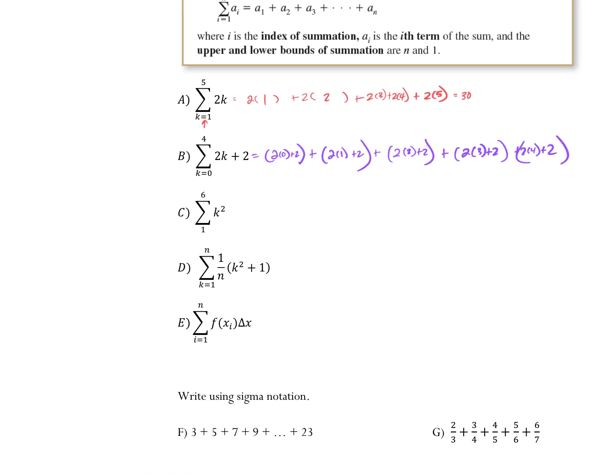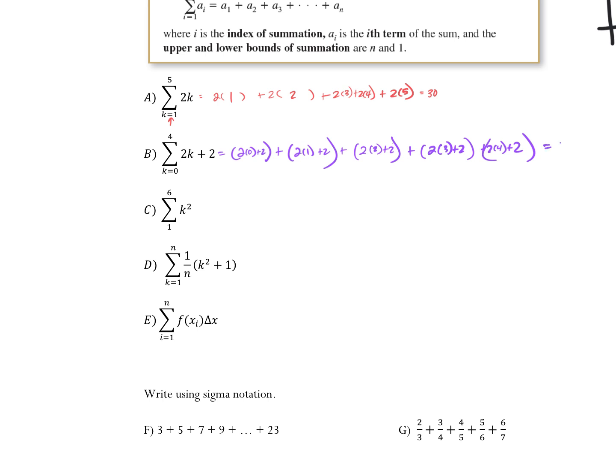And guess what this answer is? 30. It's the exact same sequence. Do you guys see why they're the same sequence? It's the same number of terms, and 2 times 0 plus 2 is the same thing as 2 times 1 plus 2. It's a different starting value, but still adding together the same terms. Okay? All right, what about k squared? What would that become?